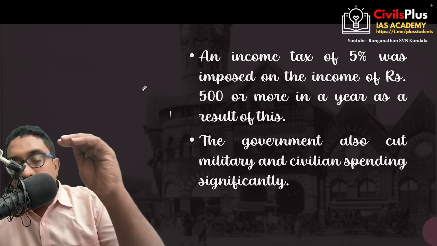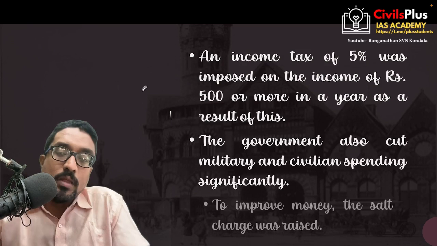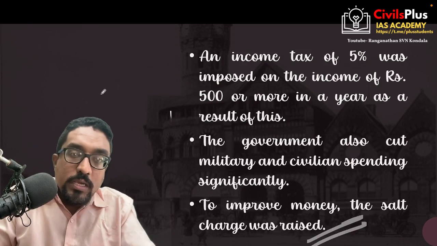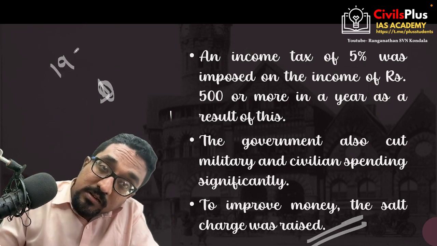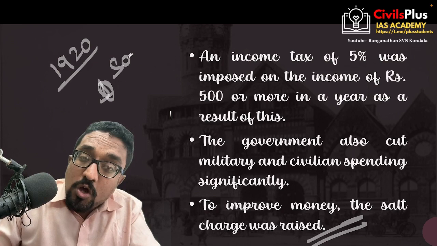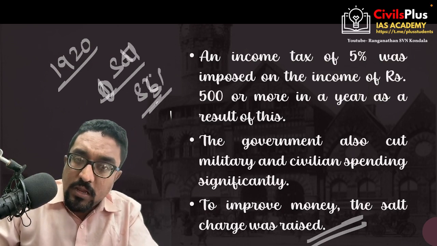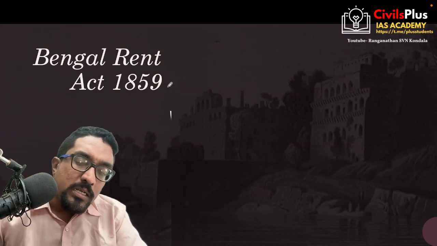The government also substantially reduced its military and civilian expenditures, and to improve revenue, the salt tax was increased. Now, see, remember by 1920, salt was at a tax rate of 83% in India. So salt was a highly taxed commodity by the British.